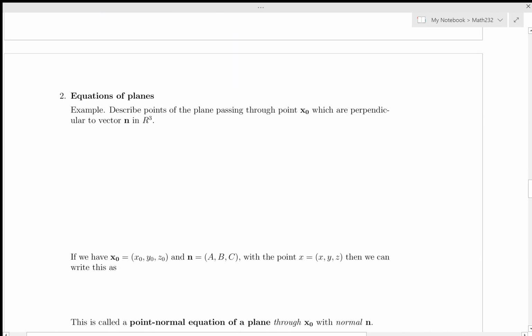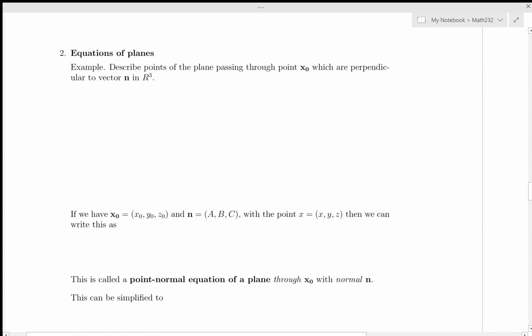All right, so we were talking about lines, and now we're going to move for a bit to talking about planes. So we're going to start with an example. We want to describe the points of the plane passing through a point x naught, which are perpendicular to a vector n in R3. Okay, I'm going to draw what I hope to be an illustrative example here.